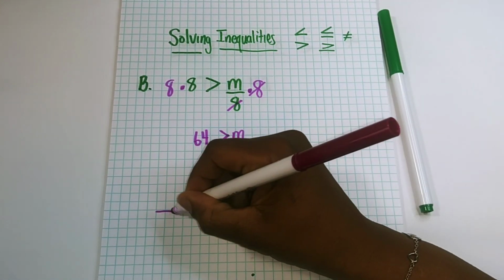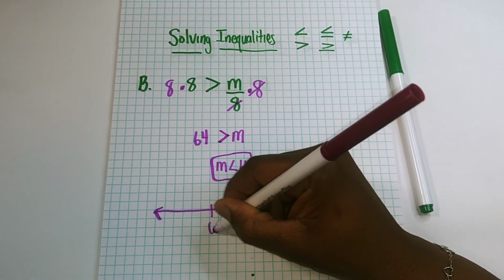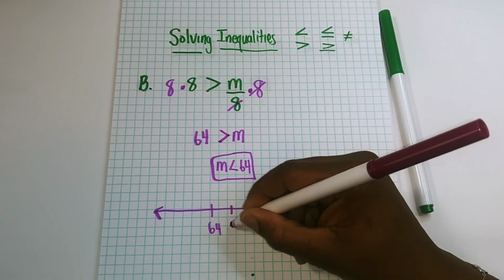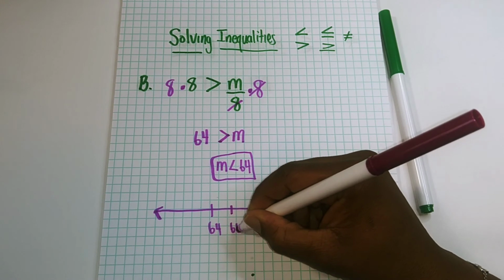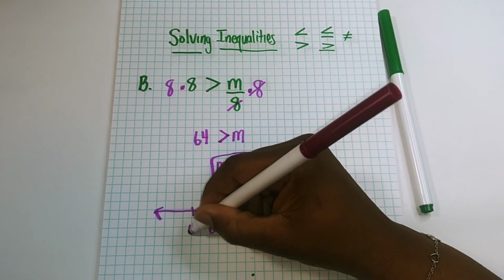In order to graph it, I start with my graph. I'll put 64 in the middle. I'll build to the right. It doesn't matter what increments you choose. I'm going to go by 2s this time. And we're going to build to the left.